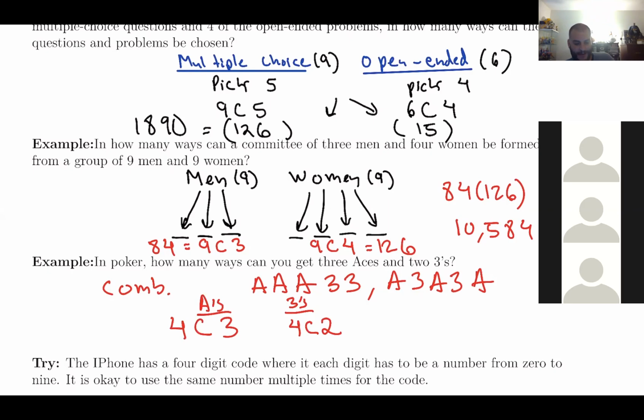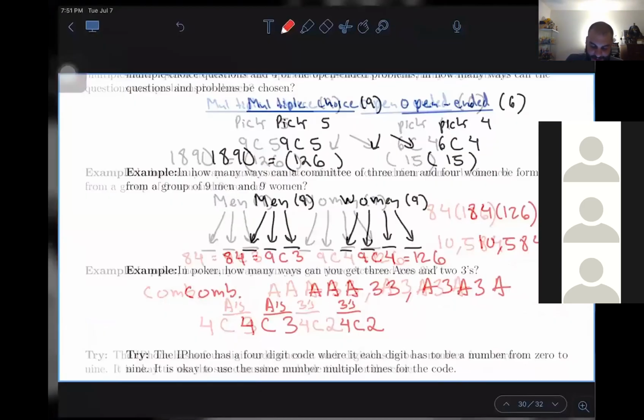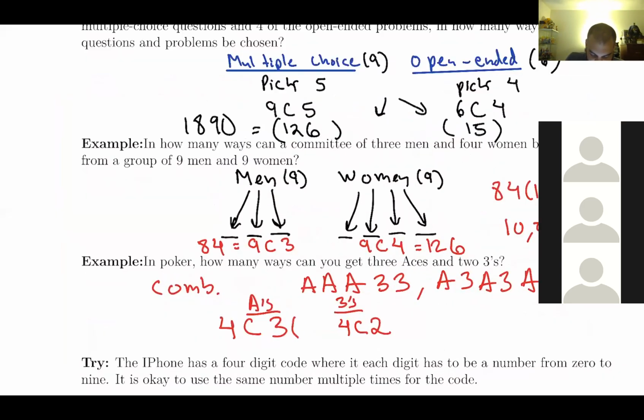Okay, so let me go to my calculator and do this. There you go: 4, math, PRB, nCr, we do 3. Let me also do 2 while I'm here. All right, so you get 4 and 6. So this is 4, this is 6. If I do 4 times 6, you get 12. Oh, no, that's some bad mental math. You get 24.